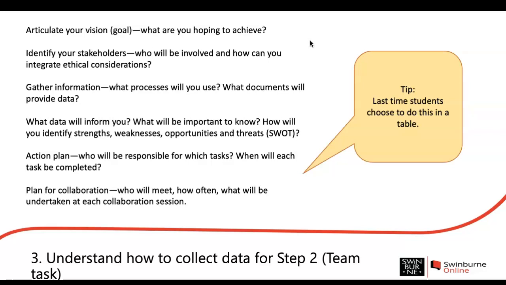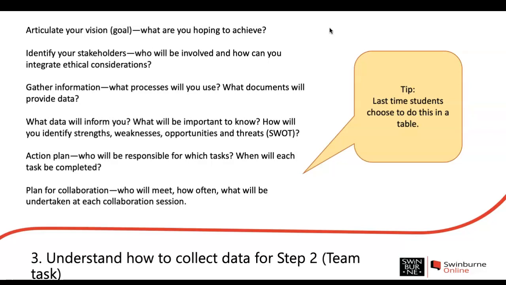The next thing that you need to do is identify your stakeholders. So who will be involved and how can you integrate ethical considerations? Most of the teams last time did their vision as a separate paragraph and they did not have it in a table format. But from here on in, most teams had all of the rest of these things in a table. So you're literally going to write stakeholders as your subheading, and you're going to list the stakeholders down. Again, there's no right or wrong on the formatting. I'm just giving you ideas.